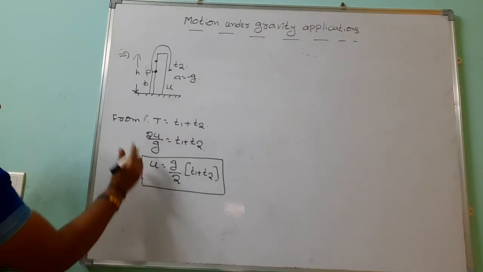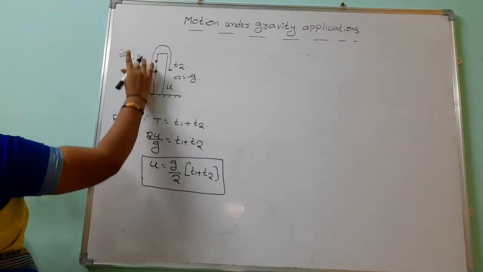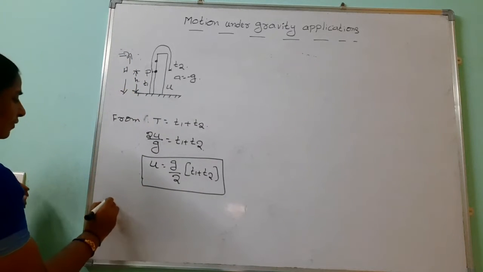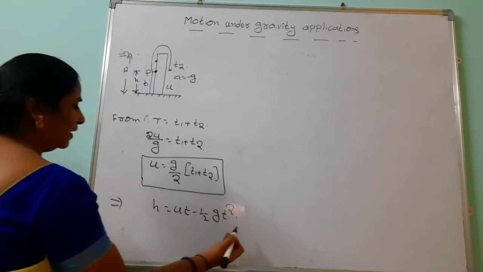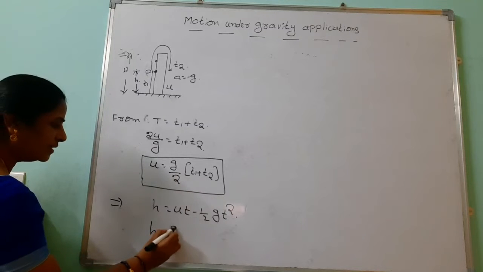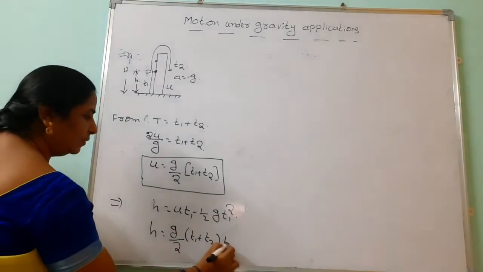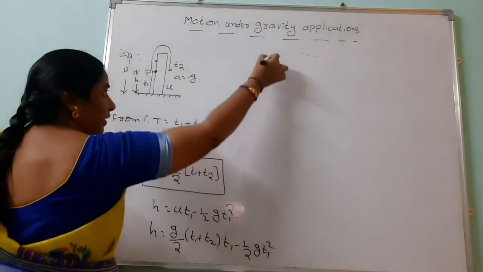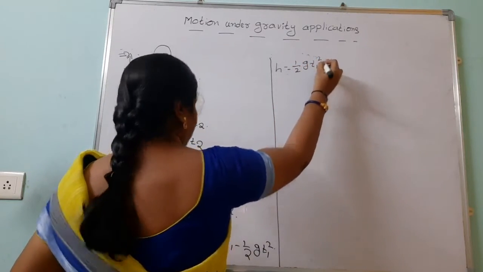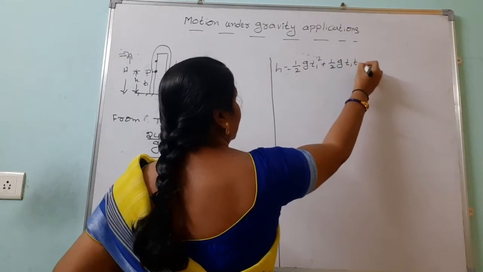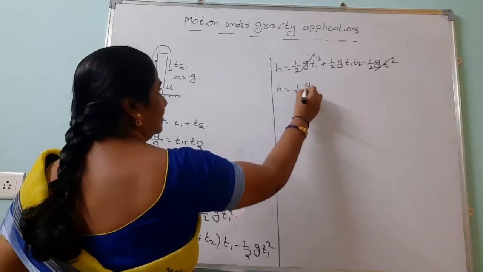That is one application, one formula. Next, what is the height from ground to P? Suppose this is small h, and the total height of this tower we take as capital H, nothing but the maximum height. We can use the second equation of motion, h equals ut minus half gt square. Here u value is g by 2 into t1 plus t2. It reaches the first time at t1 seconds, so h equals that into t1 minus half into g into t1 square. After simplification, h equals half g t1 square plus half g t1 t2 minus half g t1 square. This cancels, h equals half g t1 t2.